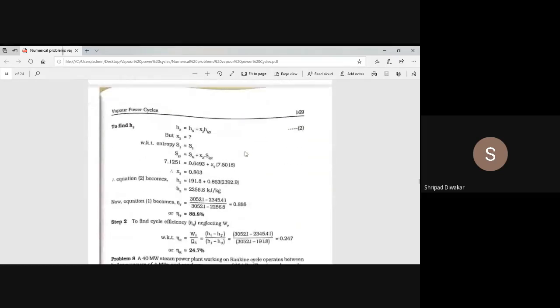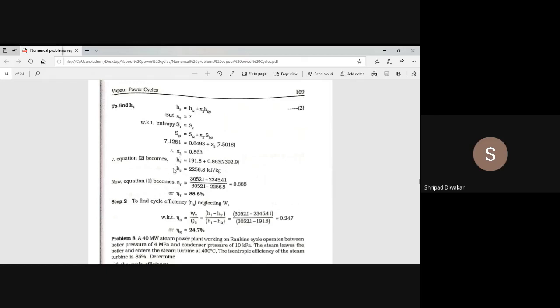0.6493 is SF2. What we have written, plus X2 is the unknown, and SFG2 once again at condenser pressure, this is the value. So we are getting the ideal dryness fraction as 0.863, but the actual dryness fraction is 0.9. So equation number 2 becomes, substitute the value. HF2 from the steam table, X2 we just got 0.863, and HFG2 is once again from the steam table corresponding to the pressure of 0.2 bar, that is the condenser pressure.